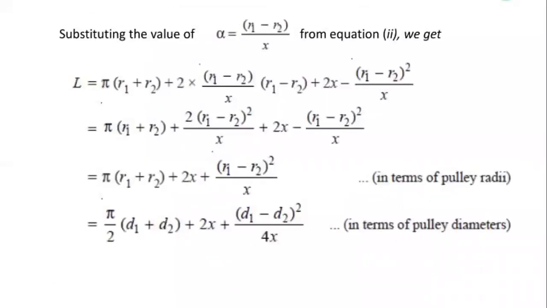Next, by substituting the value of alpha, that is R1 minus R2 by x, and from the equation 2 we get L is equal to pi into R1 plus R2 plus 2 into R1 minus R2 whole square by x plus 2x minus R1 minus R2 whole square by x. So that is the combined equation of the value.